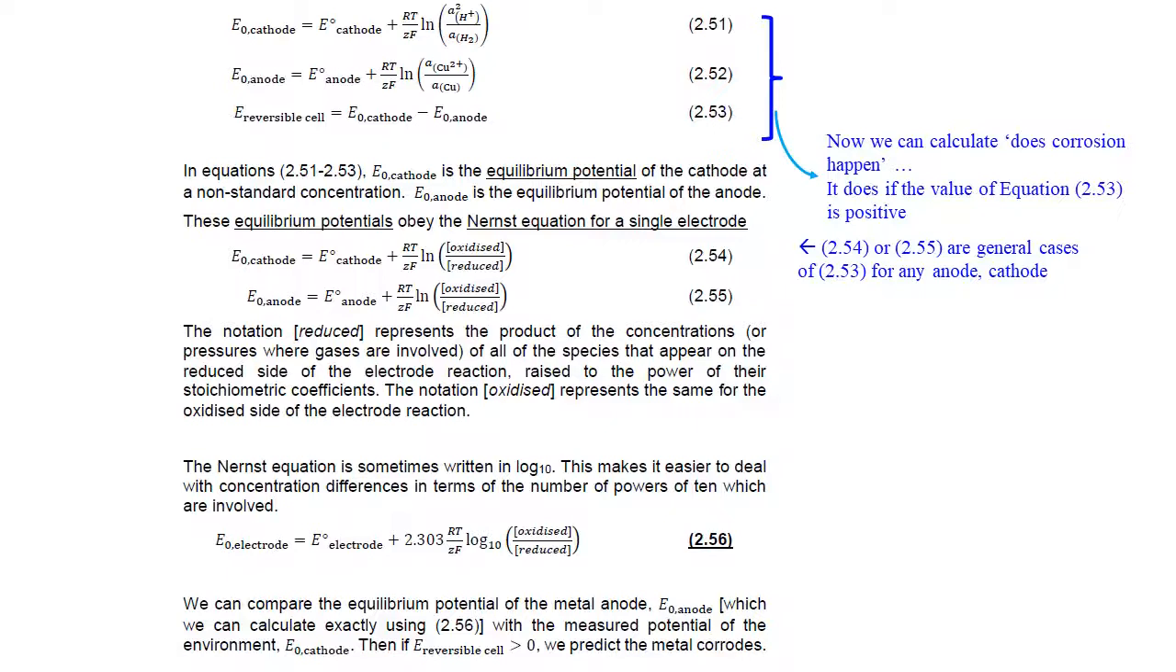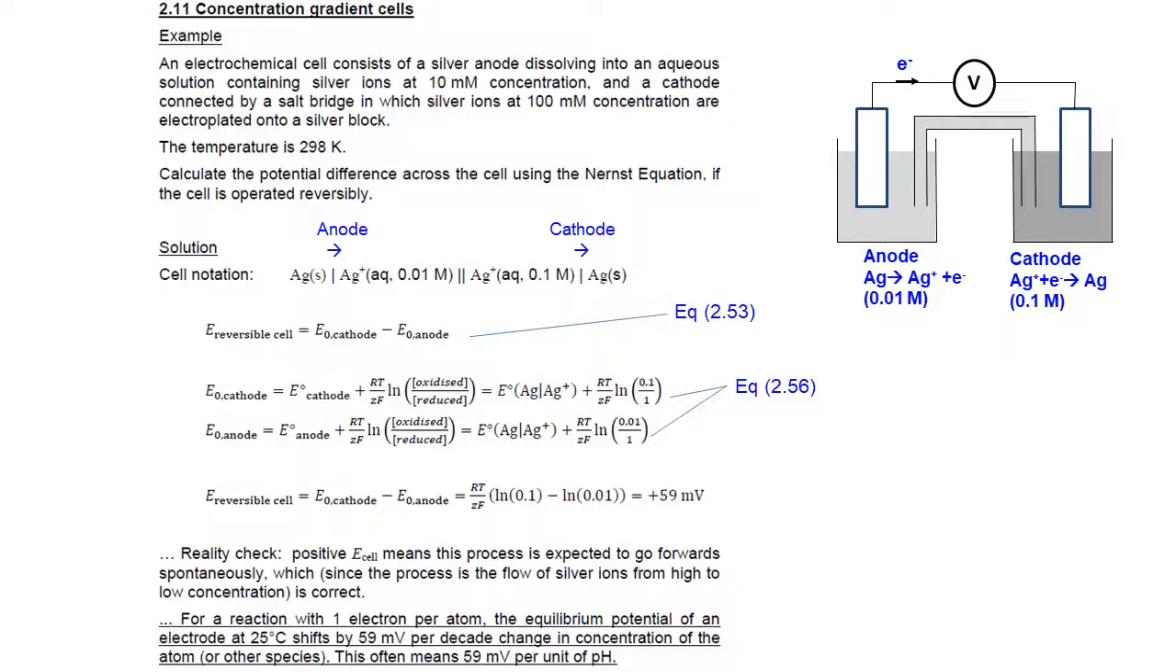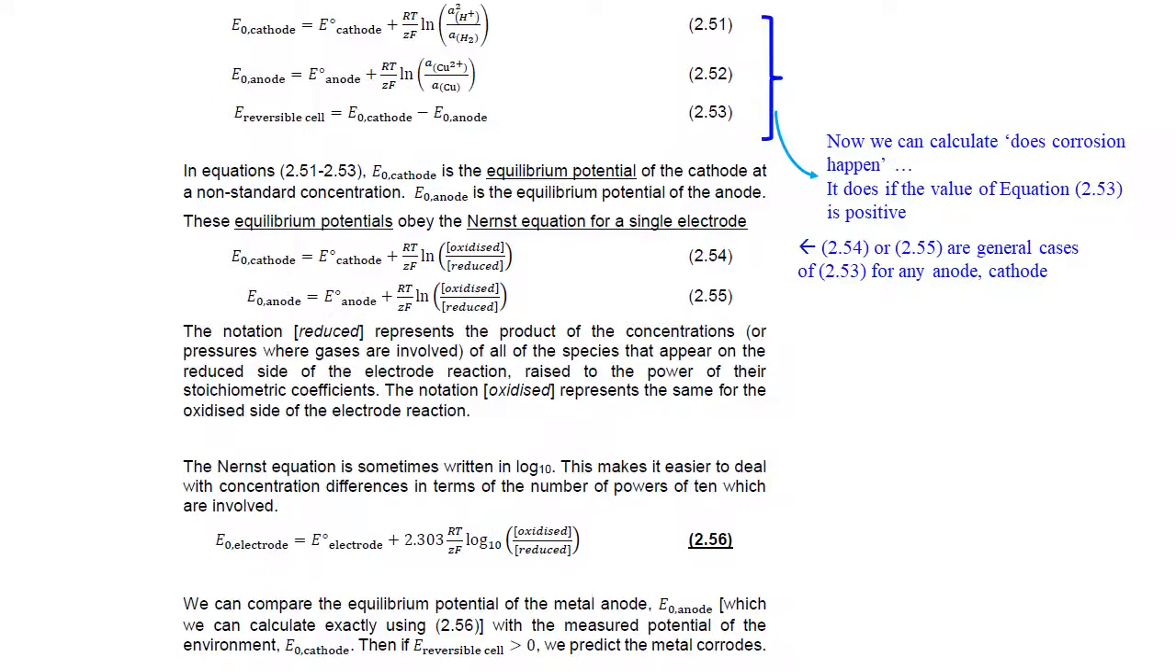First of all, the Nernst equation is often written with logarithm base 10, as in equation 2.56. The reason for that is because in corrosion we often think about concentrations of chemicals in terms of powers of 10. So we think about 1 micromolar or 10 micromolar dissolved copper ions. Or we say going from pH 3 to pH 2 is a 10 times increase in hydrogen ion concentration. So because chemists often work in base 10, we often write the Nernst equation using a logarithm to the base 10. So equation 2.56 is the form of the Nernst equation for a single electrode that I would recommend you learn.